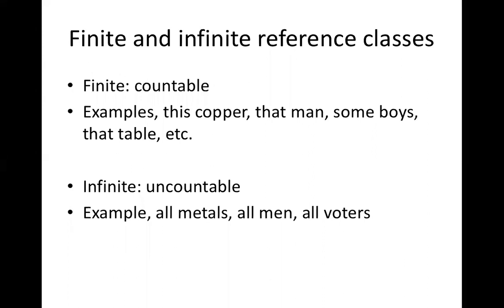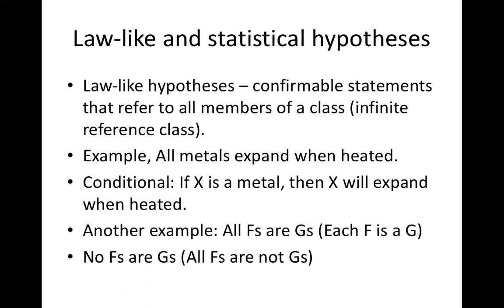Now, let's make another distinction, which we made in our last class, between finite and infinite reference classes. We said in our last class that a finite reference class is a class of countable items. Examples: this copper, that man, some boys, that table, and so on. But the infinite reference class is a class of uncountable items, items you can't count. Example: all metals, all men, all voters. So we're making that distinction here because we want to use it for the next slide.